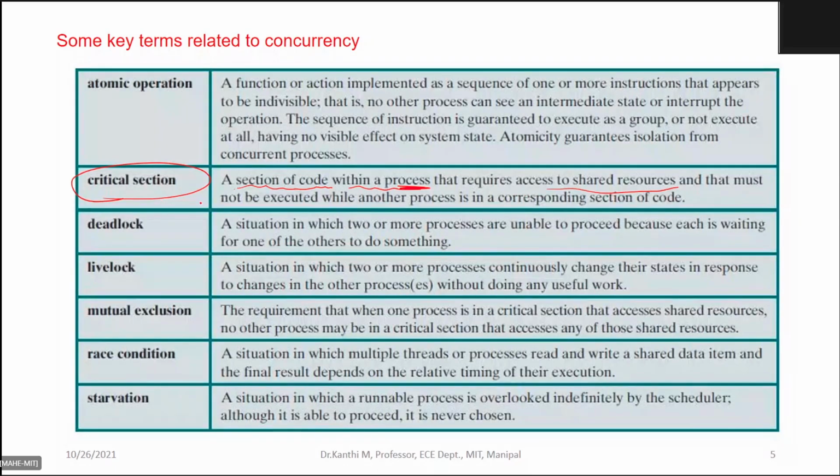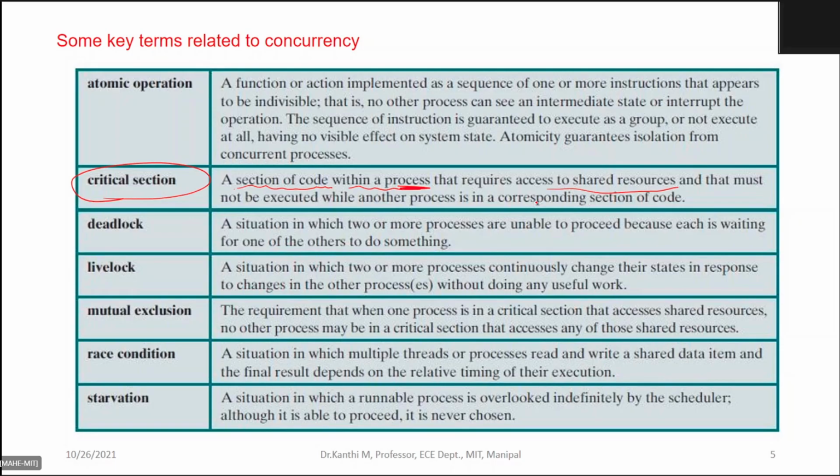So I want to execute that code, but it must be executed while another process is in the corresponding section of the code. I cannot use it because it is being used by another process that is running and using it. Such a piece of code you call a critical section.